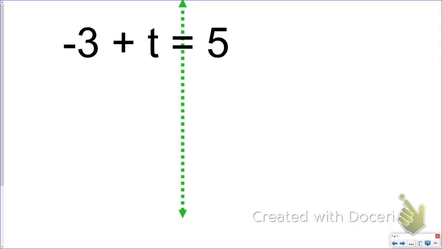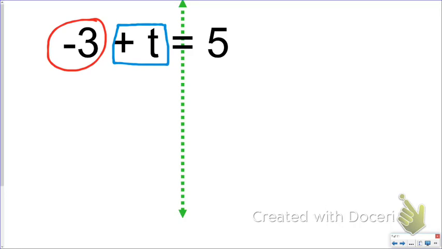Okay, a few more examples. Go ahead and try this one on your own. Okay, so now we've got a variable over here. This is a positive t. And what do I have with it? I've got this negative 3 here. I've got to get rid of this negative 3 from the t. I've got to isolate the variable t.